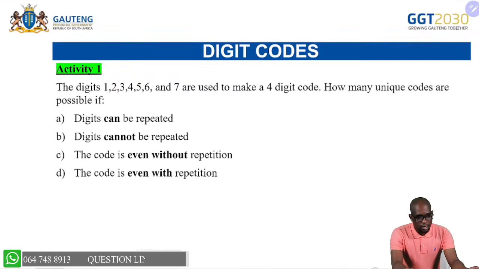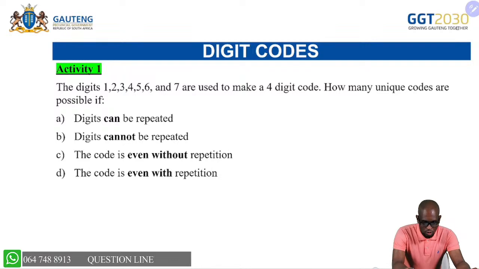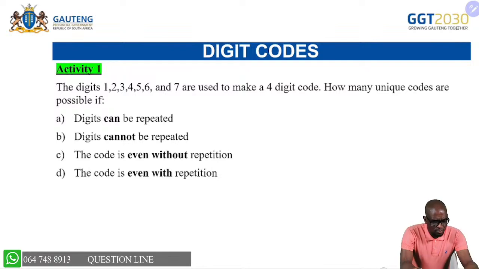Hello and welcome back. I hope you enjoyed playing around with these digit codes. Right, let's look at the problem together. The digits 1, 2, 3, 4, 5, 6, and 7 are used to make a 4-digit code. How many unique codes are possible if digits can be repeated? Digits cannot be repeated. The code is even without repetition, and the code is even with repetition.